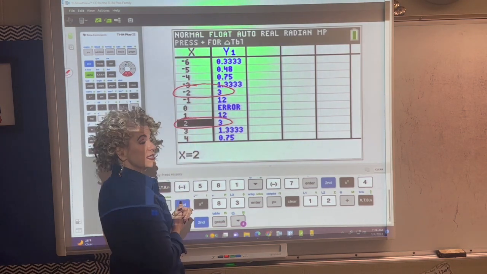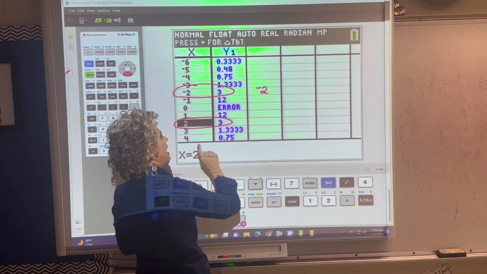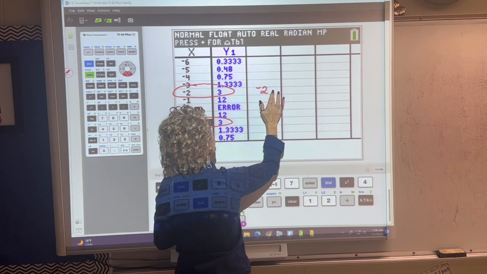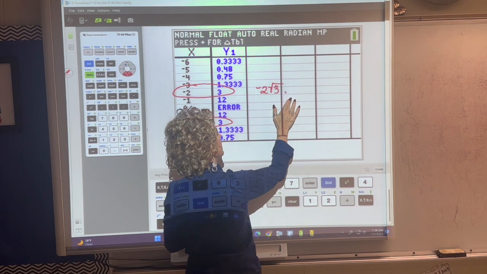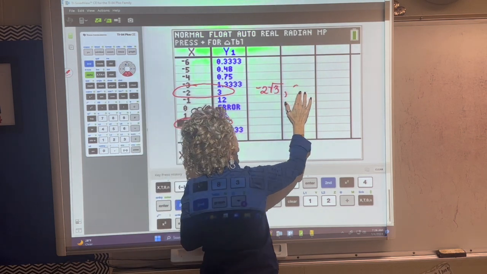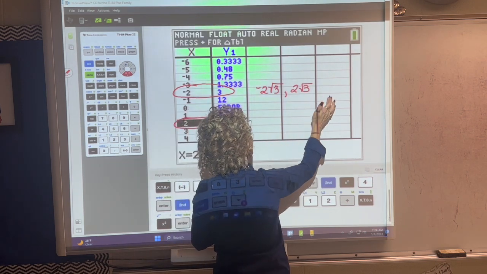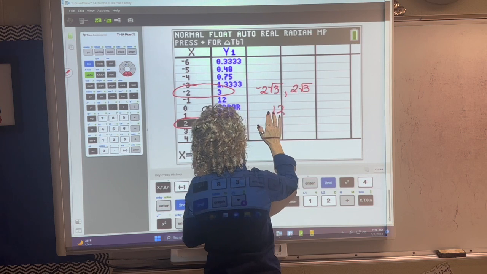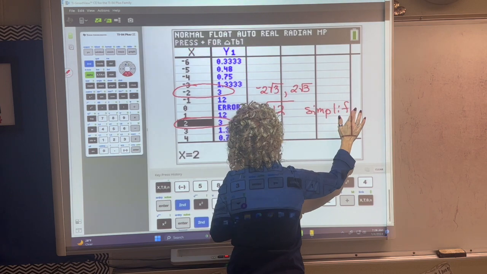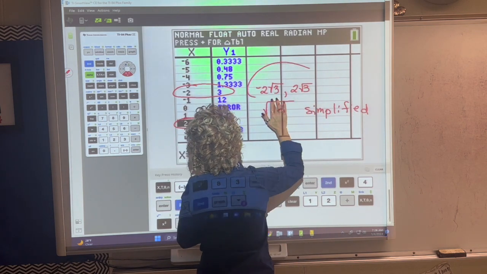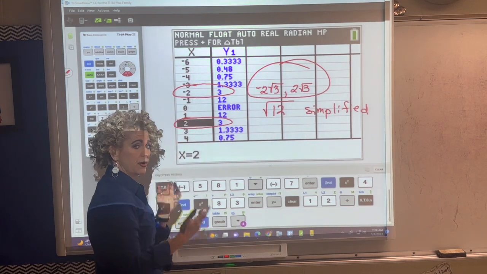My x is outside the radical, so this would be a negative 2 outside the radical. My y value is a 3, which is what's inside the radical. So I've got negative 2 square roots of 3, and then I have a positive 2 square roots of 3, and that is the square root of 12 simplified. It is both roots. It is not just the principal square root. So to simplify the square root of 12, it would be a negative 2 square roots of 3 and a positive 2 square roots of 3.